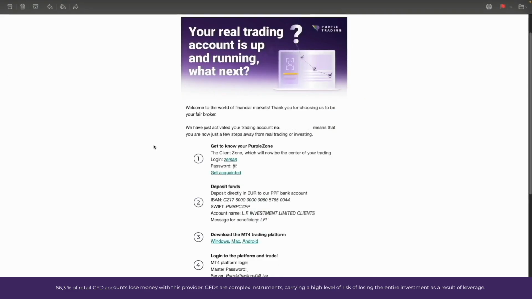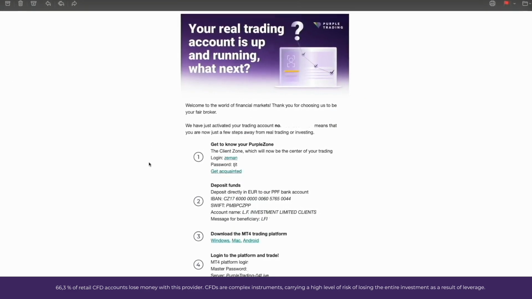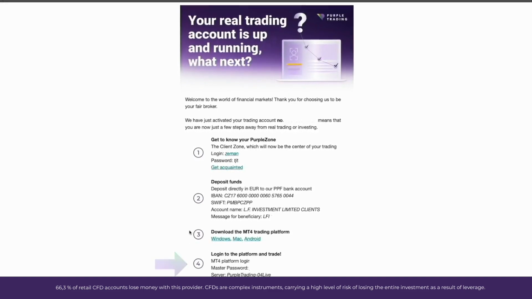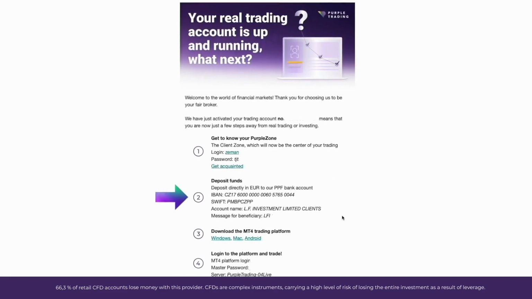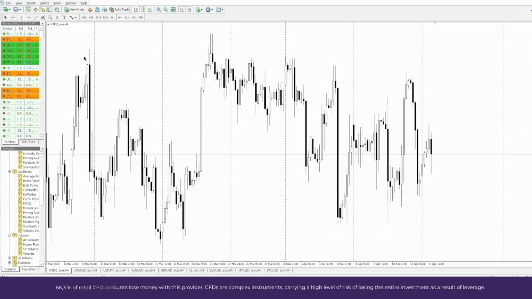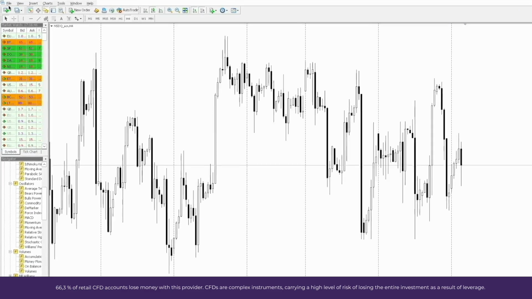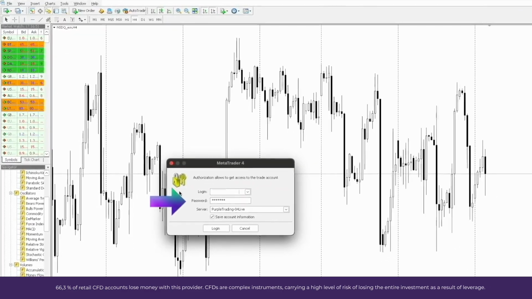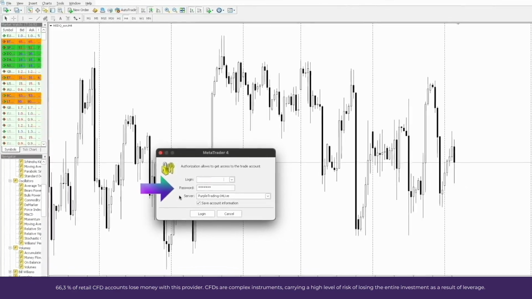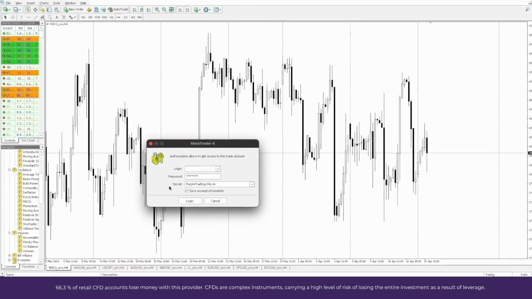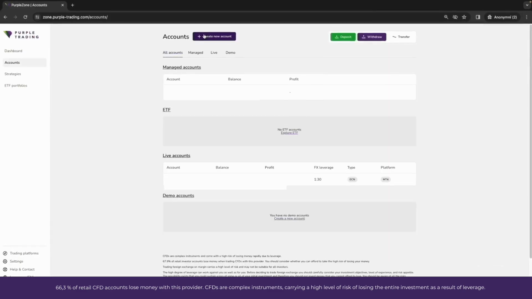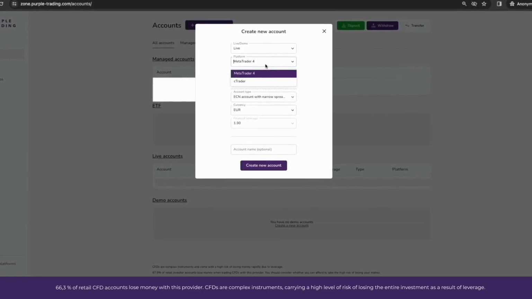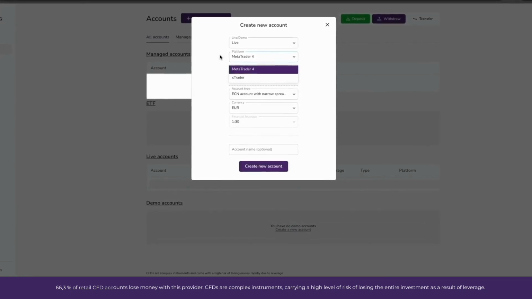But for now, let's go back to the confirmation email you received. In it, you will also find your login details for the MetaTrader 4 platform, including our bank details for making your first deposit. To log into the MetaTrader 4 platform itself, download and install the platform and enter the information from the email during the login process, specifically the trading account number, the created password, and selecting the Purple Trading 04 live server. However, if you would like to create another trading account and perhaps use the cTrader platform on it, you can do so in the aforementioned PurpleZone.